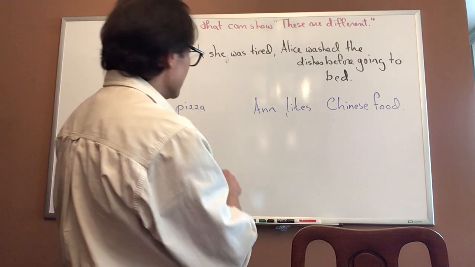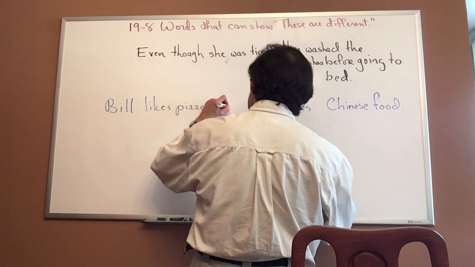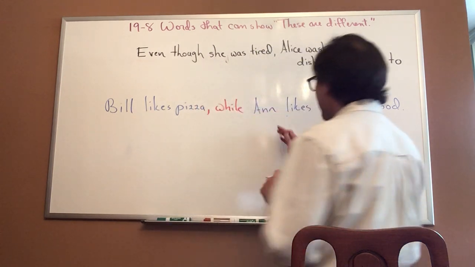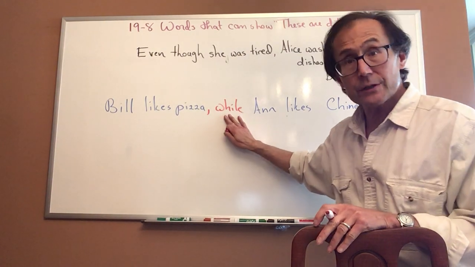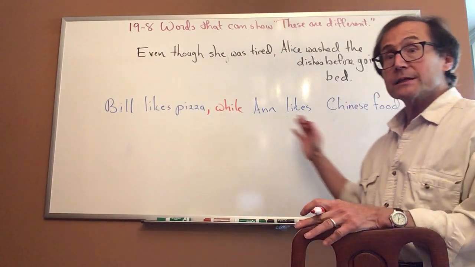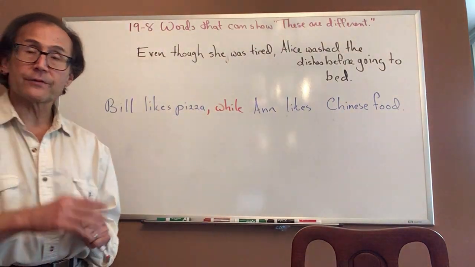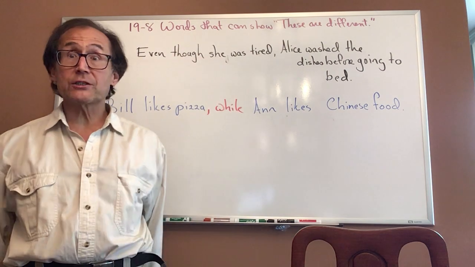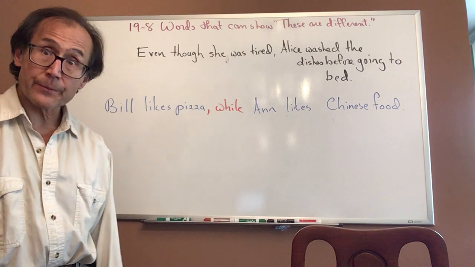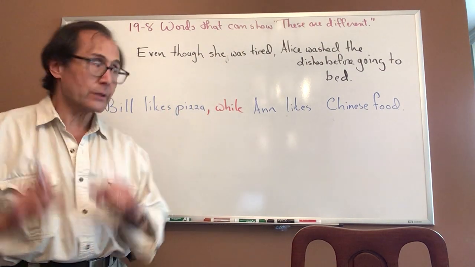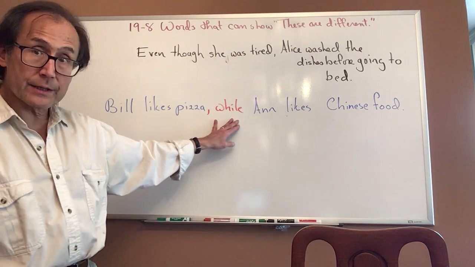the first one is, Bill likes pizza, comma, while Anne likes Chinese food. And so while can be used to show this is different from this. This is just different from this. While just shows, hey, these two things are different. I want to point out these two things are different. Okay? Good. Now, I want to tell you a few more things about while.